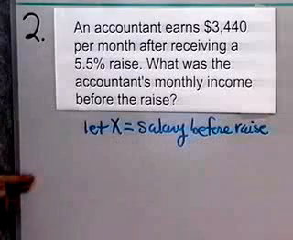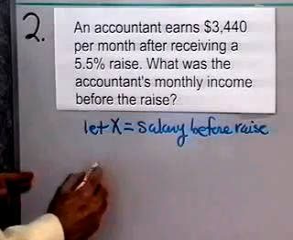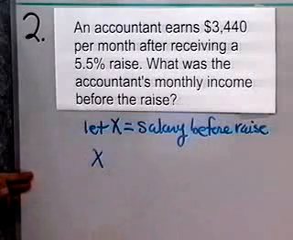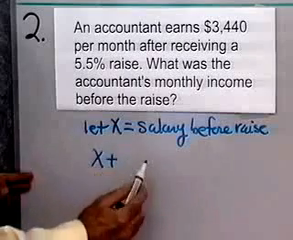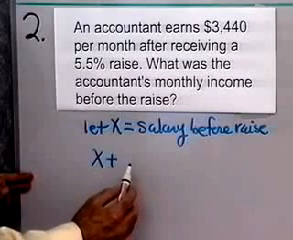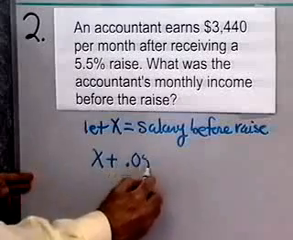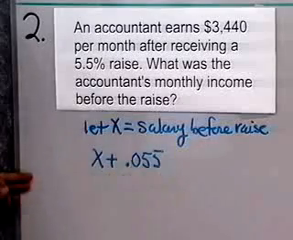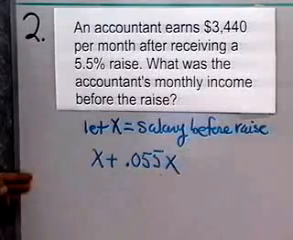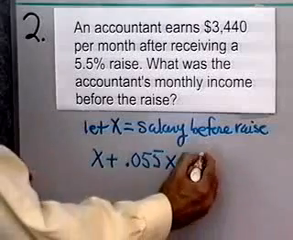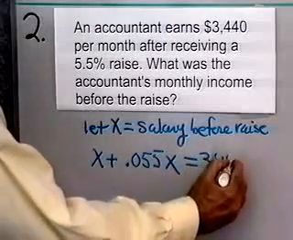Now I want to write an equation that describes this situation. So the accountant's salary before the raise plus his raise, which is 5.5% of his original salary, so I'm going to say 0.055 when I change that to a decimal, times his original salary must be his new monthly salary, $3,440.